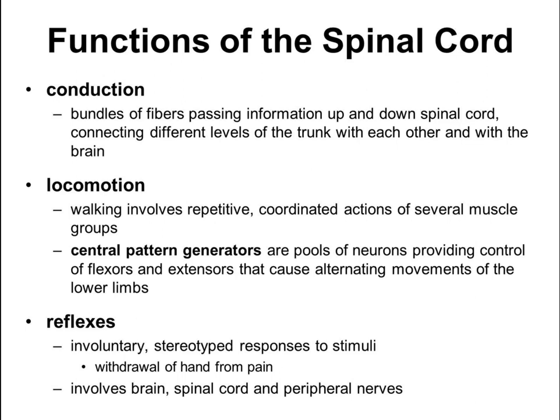And then we have reflexes, and these are involuntary, stereotyped responses to stimuli, which would be an example of if you touch something that is hot and you pull away, right? It is the withdrawal of the hand from a painful source. It involves the brain, spinal cord, and the peripheral nerves to cause this reflex. There are three things involved.